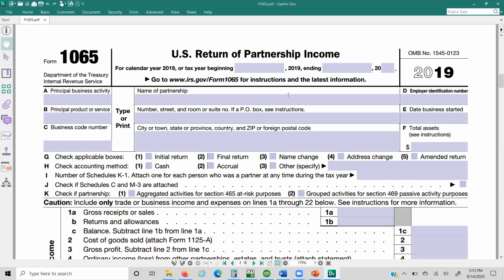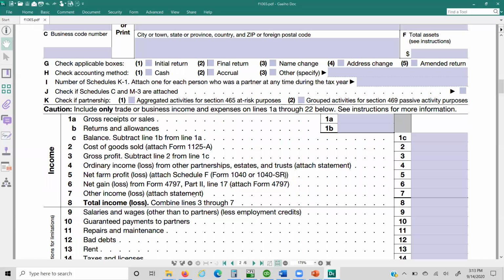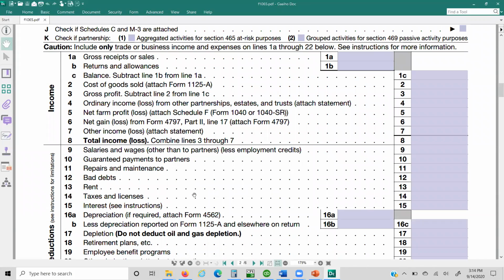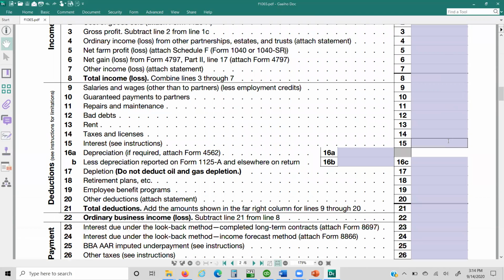On your U.S. Return of Partnership Income, the first page is basically business information from line A through line K. The income statement starts on line 1. It looks a lot like a Schedule C, and your deductions also look a lot like a Schedule C, just some of the names of the line items are going to be different. Things like line 10, guaranteed payments to partners. We're not going to see that on a Schedule C. Schedule C is not for a partnership. Then we have total deductions and ordinary business income and loss.